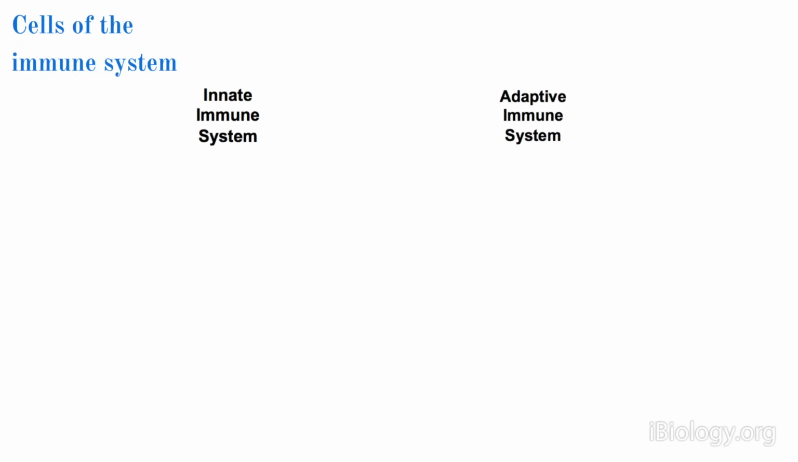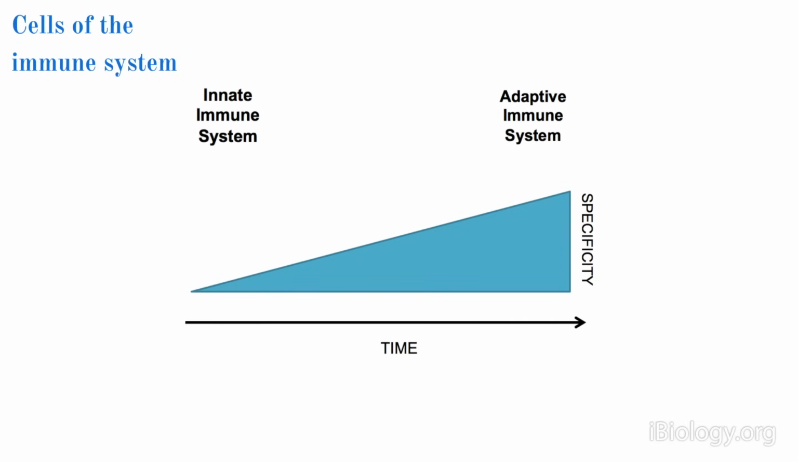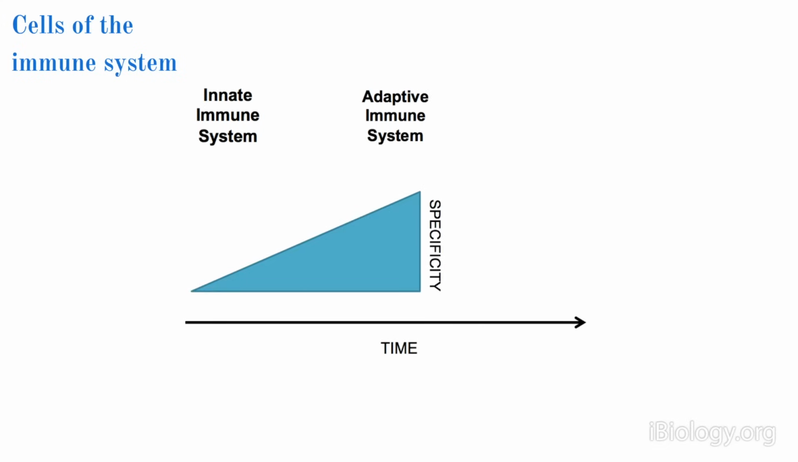Adaptive immunity allows for very specific detection and elimination of pathogens. However, it takes a longer time to ramp up than innate immunity. Importantly, the adaptive immune system provides immunological memory, the ability of our immune cells to remember previous infections and clear them more quickly in the future.